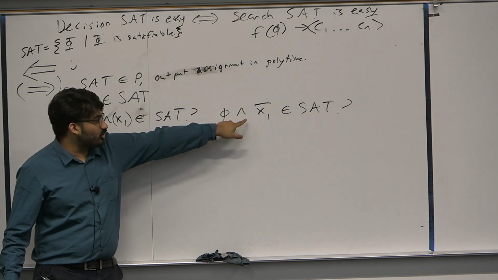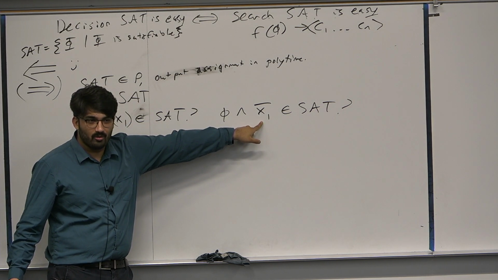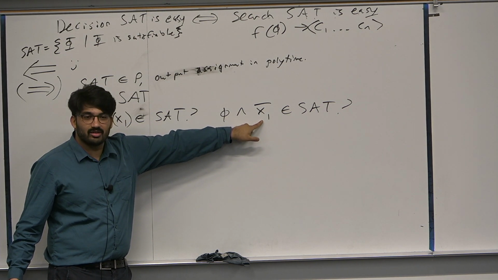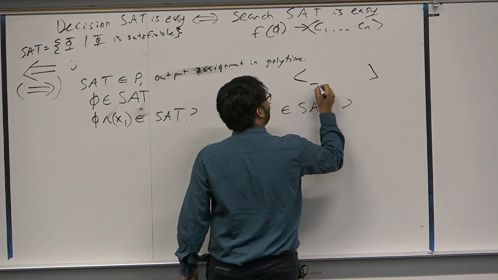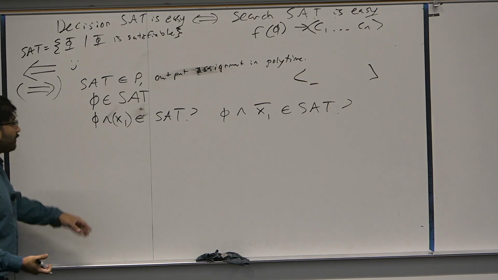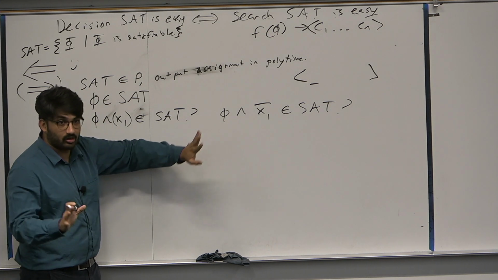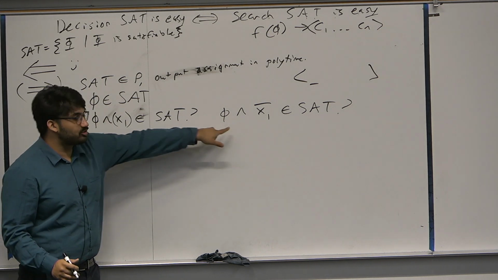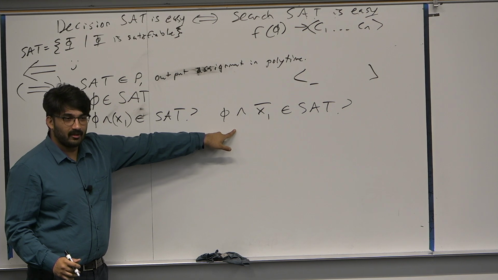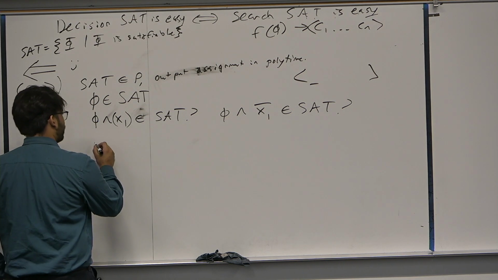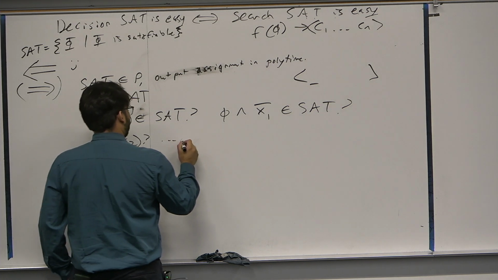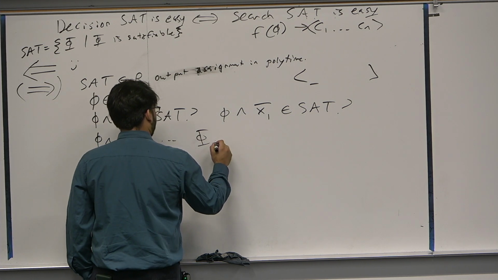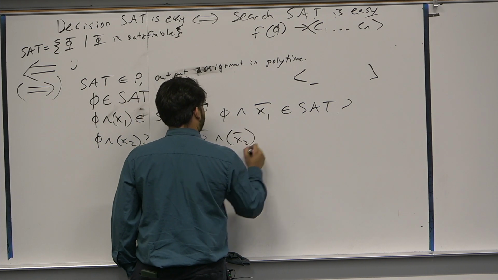If it doesn't, try this one, and if this is 1, then you know x1 is 0. So you can set the bit of the actual output of the satisfying assignment according to which of these calls returns true, right? So you binary search over this space, then you try phi and x2, phi and not x2, right?